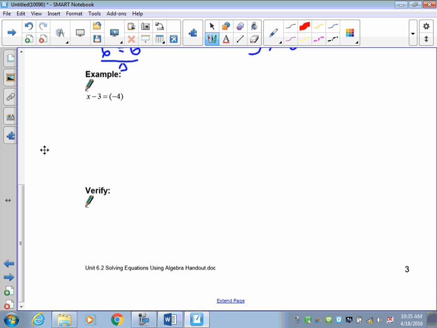Let's take a look at x minus 3 is equal to negative 4. So the first question is, what are you doing to the variable? You see, here's the variable. What am I doing? I'm subtracting 3. What is the opposite of subtracting 3? Add 3. So I want to add 3 to both sides.